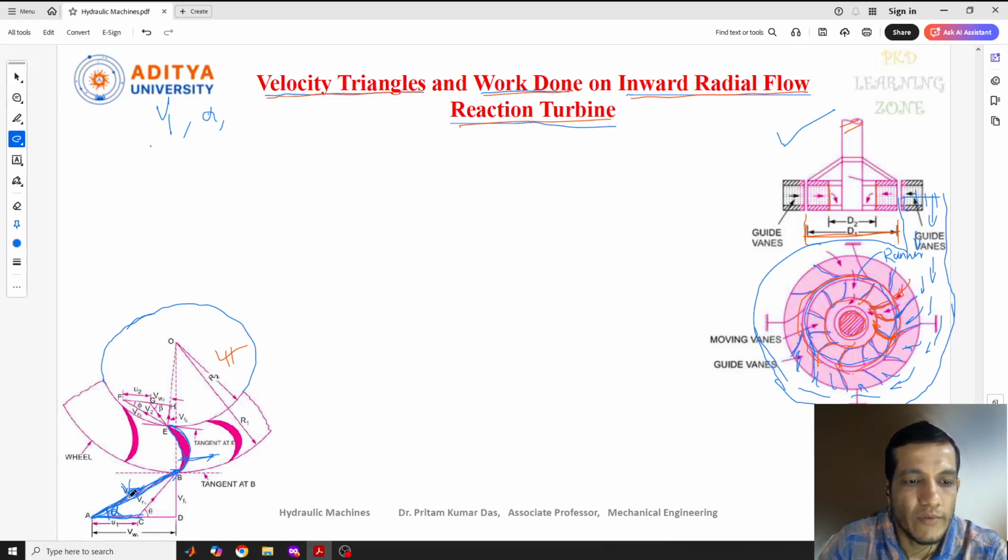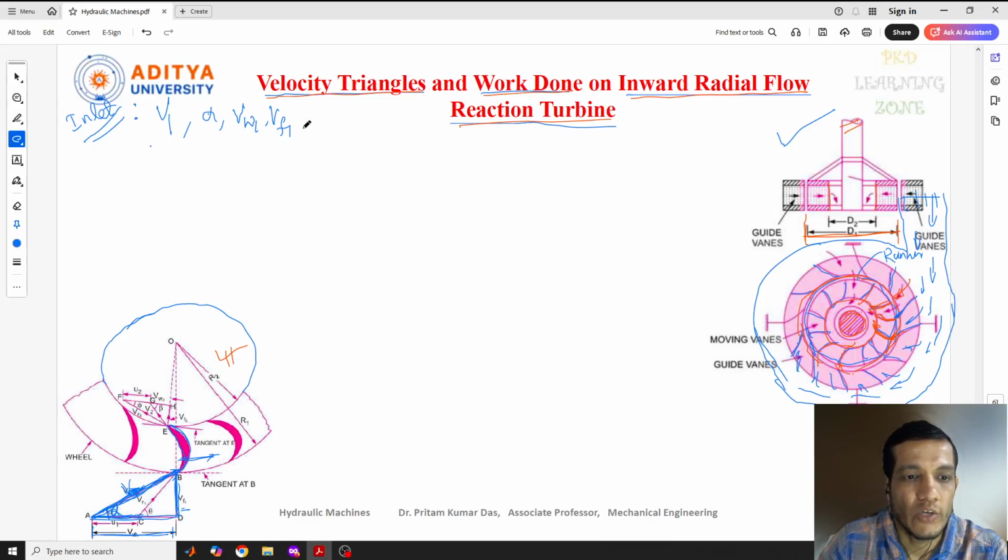Similarly, if I resolve this velocity into x component and y component, I get the wheel velocity, that is vw1, and this is the flow velocity vf1, the vertical component and the horizontal component. When we discuss two velocities or two objects moving in the same or opposite direction, we need to consider the relative velocity. So vw1 came and vf1 came. All these things we are considering at the inlet condition.